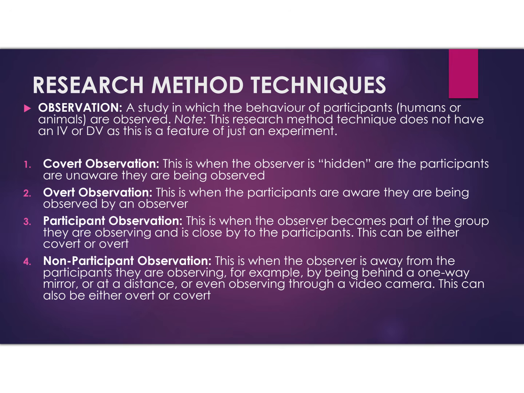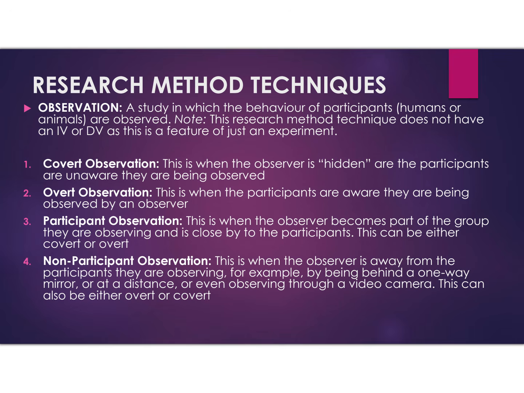Okay, so we are done with the experiments. A part of experiments are the experimental designs, and I will discuss that once we're done with all these other research method techniques. So moving on to the second research method technique, we have observation. Now, observation is simply a study where we are observing the behavior of the participants, be it a human or an animal participant. So we're just observing them.